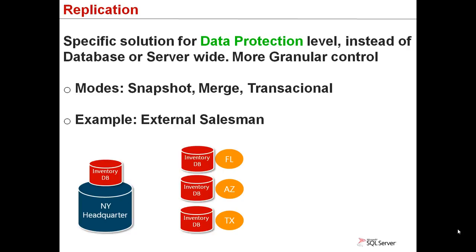Consider a company with a headquarters located in New York and some other offices in Texas, Arizona, and Florida. Each office has a local salesman who goes out in the field selling agricultural products on locations where there is no internet signal for whatever reason. He only uses a tablet to display and sell product to customers.